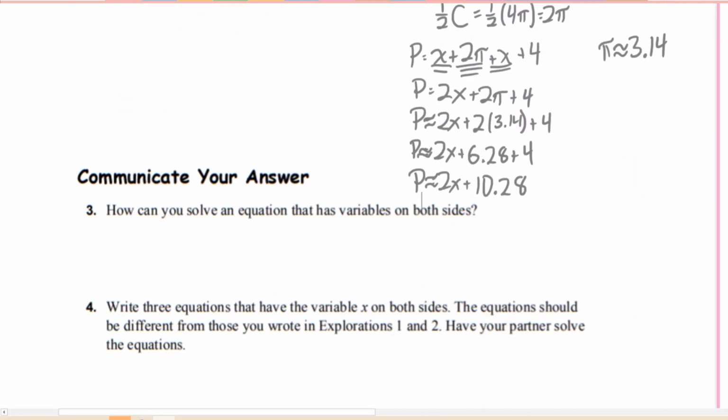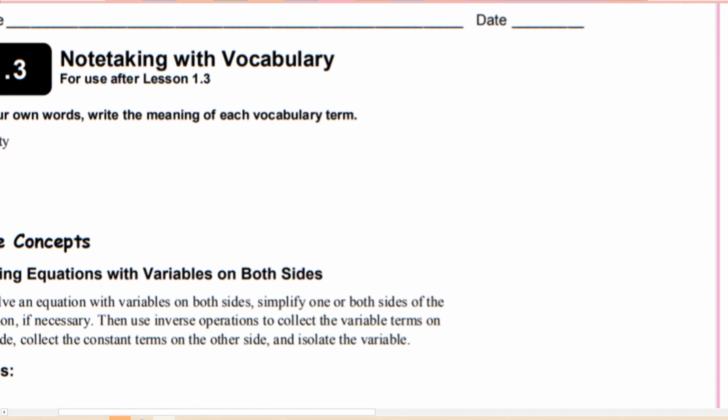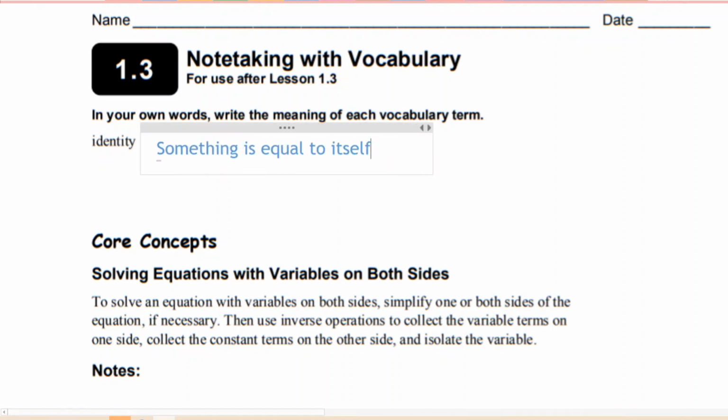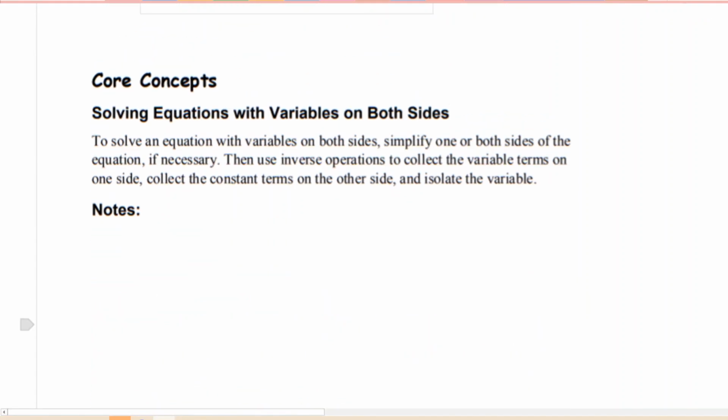So let's move on down to the next section here, which would be note-taking, which would be what is each vocabulary term. Identity is something is equal to itself. Is equal to itself, always. Okay. And then now this is meant to be, when you see core concepts here, this is the part that you really need to pay attention to because this tells you how to solve the problems.